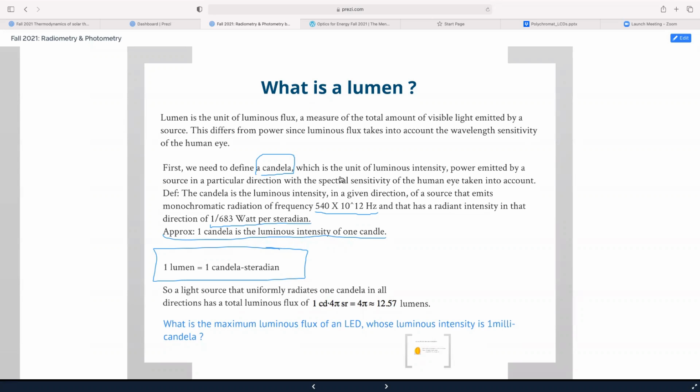Yes, exactly. Green yellow, the peak of the sun. Peak of our response. That's just a definition, just the standards definition. Yeah. Now, let's think about this for a second. So if I have a light source that uniformly radiates one candela in all directions, so I have a point source, it's emitting in all directions, one candela, then my total luminous flux over the entire sphere, my sphere has a solid angle equal to 4 pi steradians.